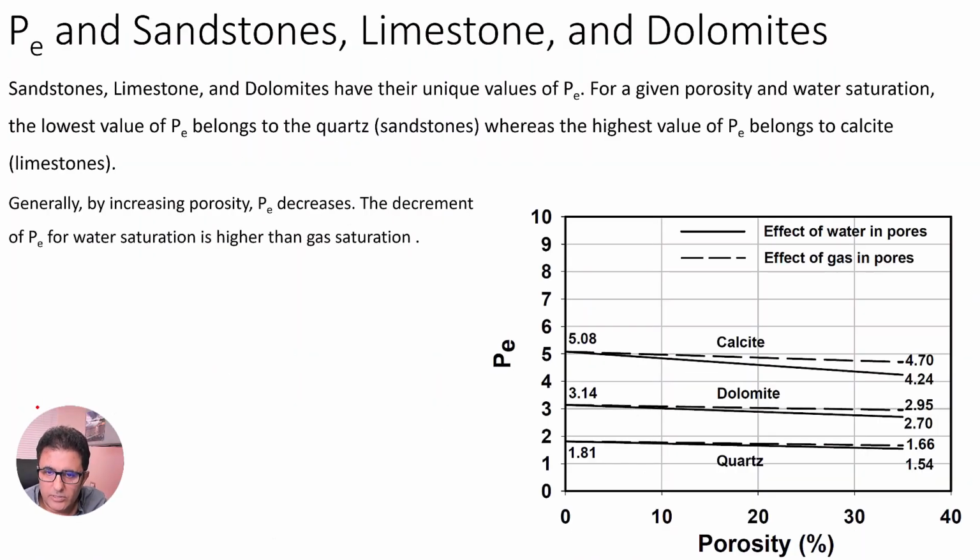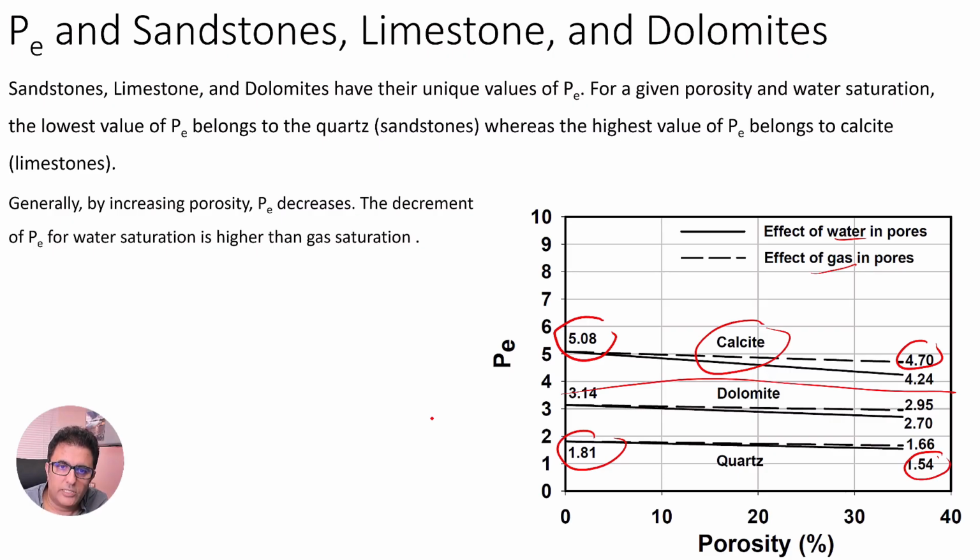What you see here shows the values of PE for different lithologies. For example, if you look at calcite or limestone, the value of PE varies from about 5.08 to 4.7. For quartz or sandstone, the value varies from 1.81 to about 1.54. And it doesn't matter what porosity we have, or if we have gas in the formation or water in the formation, you see that the values of PE are different from each other for each of these lithologies.